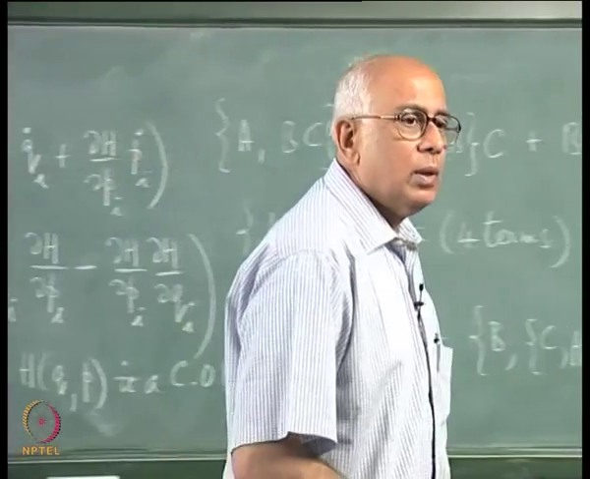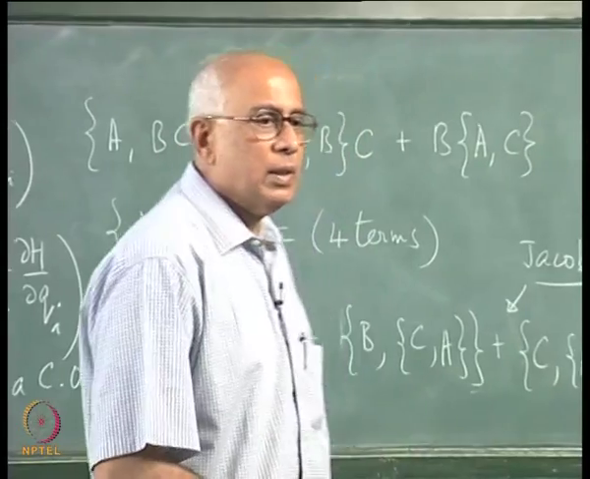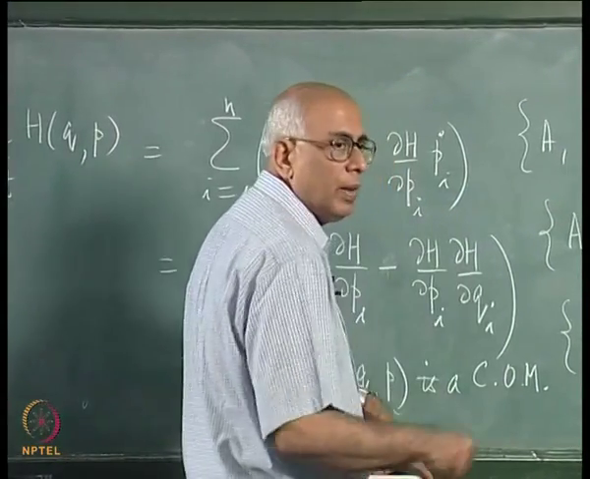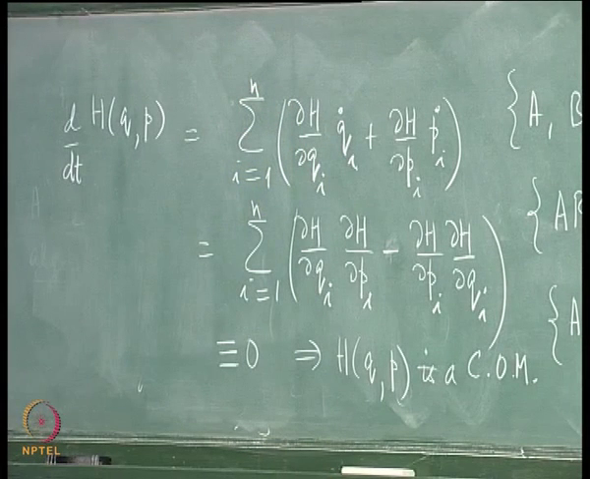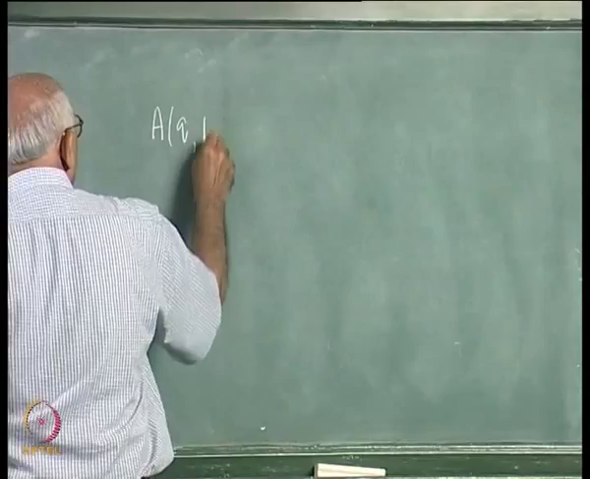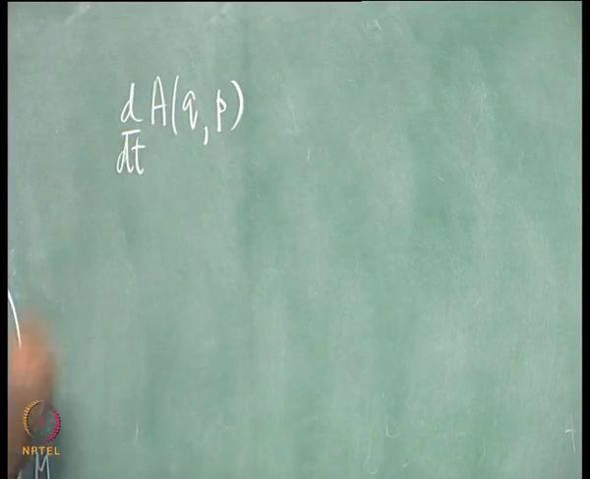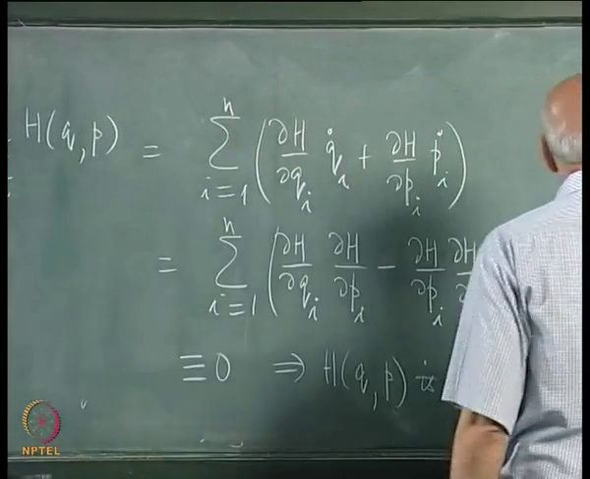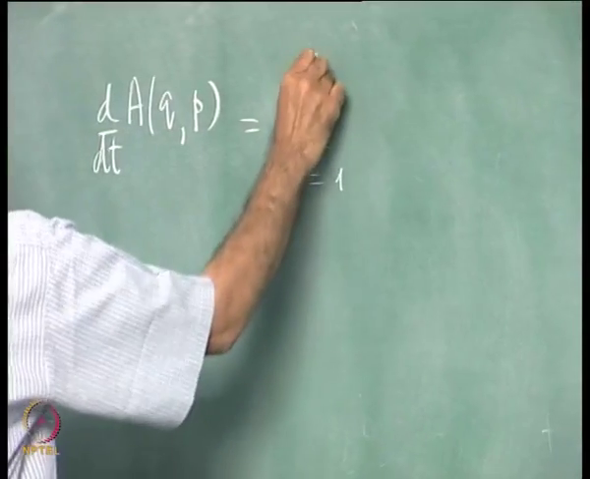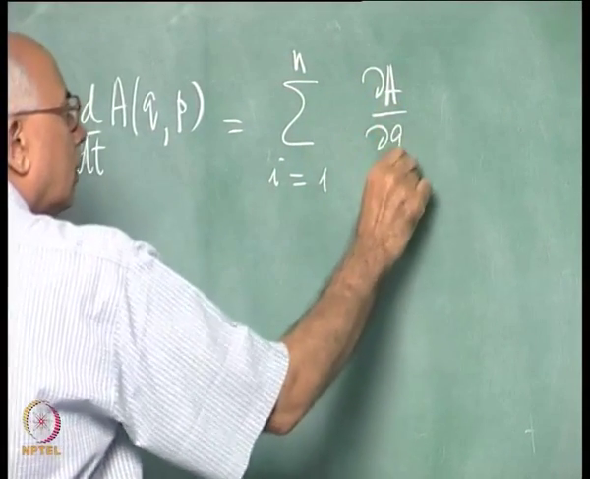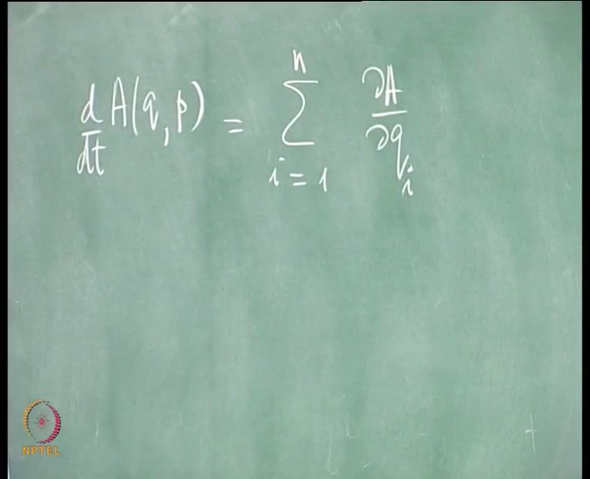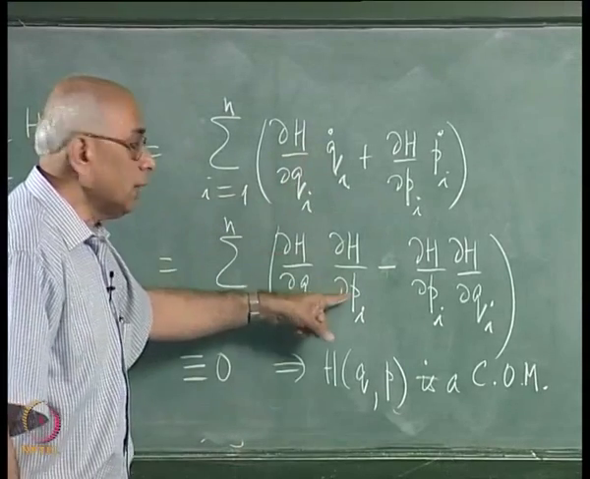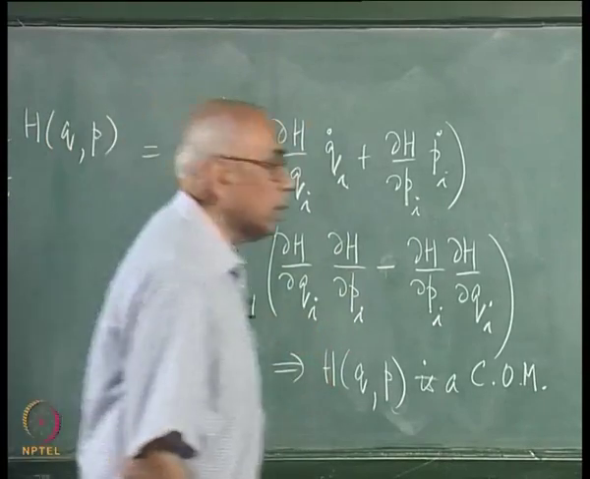What is the equation of motion of any function of the dynamical variables? That too can be written in a very simple way, and that will bring out the use of the Poisson bracket. So let us suppose A is a function of the Q's and P's. And I ask, what is the rate of change of this function of the Q's and P's? And I use exactly the same technique as I used earlier. And what would this become? This would become a summation from i equal to 1 to n delta A over delta Qi times Qi dot. But Qi dot is delta H over delta Pi. I put that in.